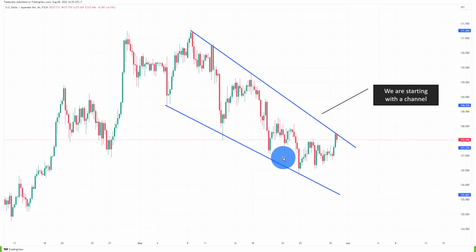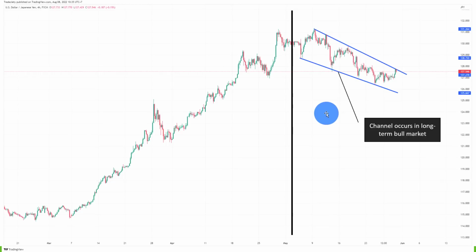Next example, we are starting here with a channel, right? We have two trend lines. One trend line describes the upper part of the price action and one trend line the lower part. All right. But is this enough? Not quite. We can zoom out, and when we zoom out, we can see that the channel is the most recent price action. And where does it occur? It occurs in a long-term uptrend.